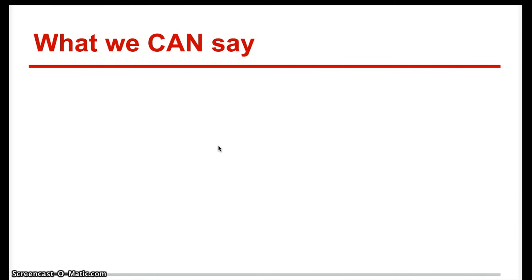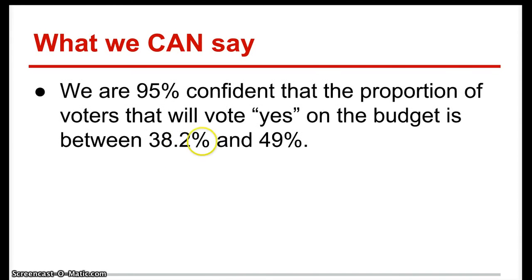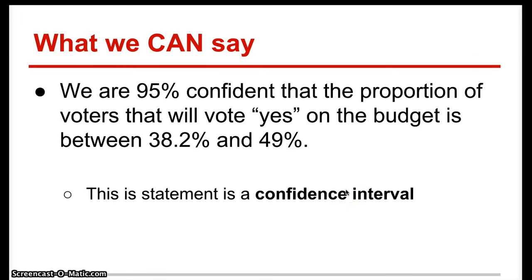This is actually what we're learning, what we can say and what this 95% tells us. We are 95% confident that the proportion of voters that will vote yes on the budget is between 38.2 and 49%. This is why that 95% is important. This is why we do it. This is called a confidence interval. We know that we're 95% confident that the voters voting yes will be between 38.2 and 49.